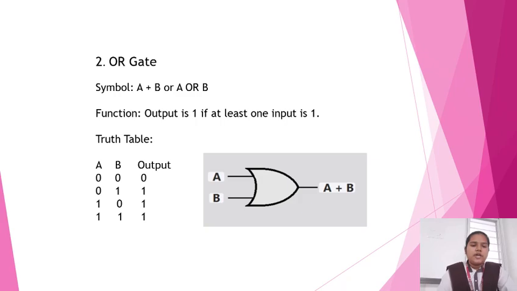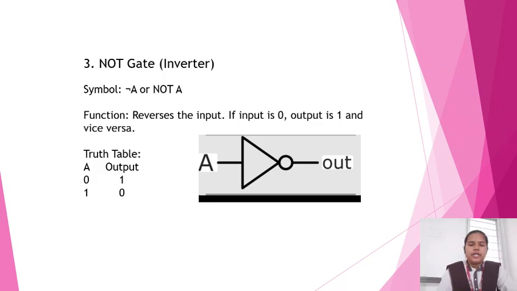In the first case, A equals 0 and B equals 0. Here at least one input is not 1, so the output becomes 0. If we take A equals 1 and B equals 0, here at least one input is 1, so the output becomes 1. And A equals 0 and B equals 1, here at least one input is present, so output becomes 1. Last one, both inputs are 1, so the output becomes 1. And this is about OR gate.